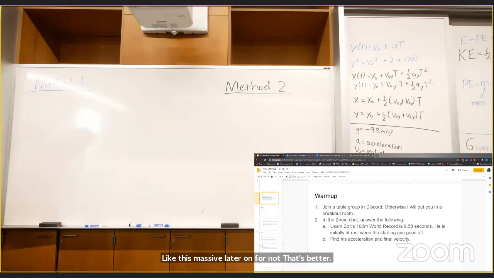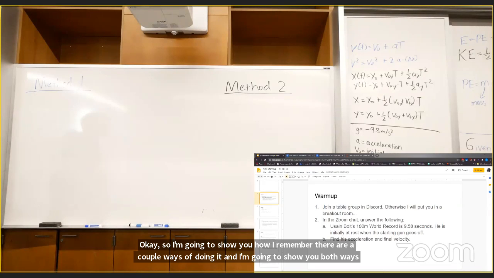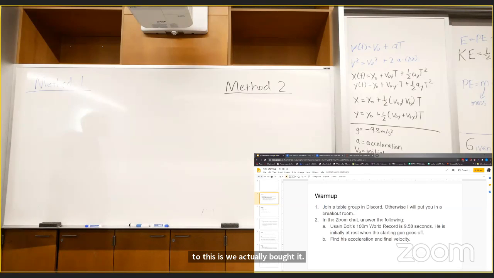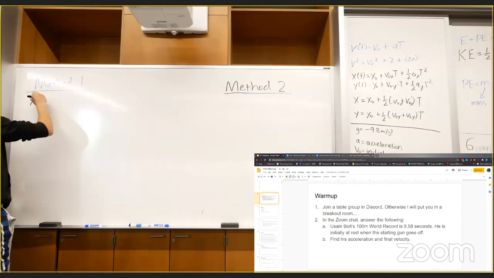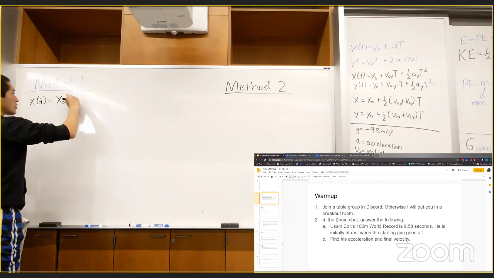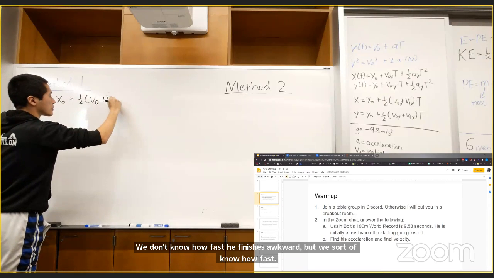Okay, so I'm going to show you how I did it. And remember, there are a couple of ways of doing this, and I'm going to show you both ways. So this is the way I actually thought of it. I thought of it as, okay, let's try to figure out his average velocity, because we know how fast he starts off. We don't know how fast he finishes, but we sort of know how fast he went on average, right? So we're going to start with this equation: x of t is x naught plus 1/2 (v naught plus vf) times t.